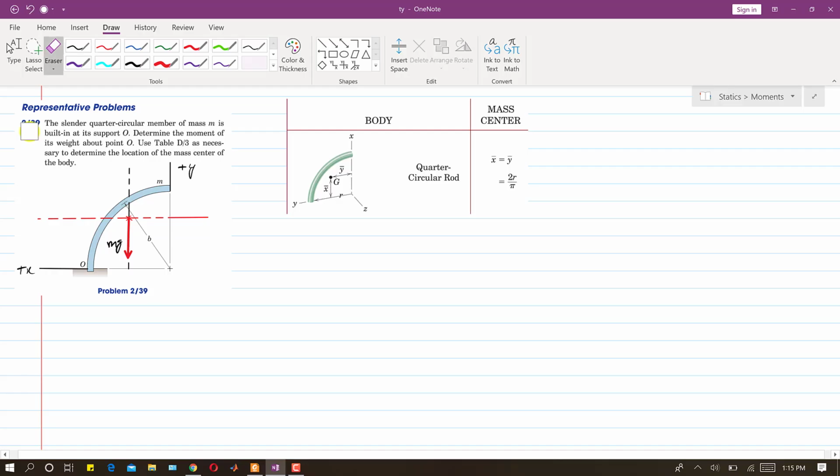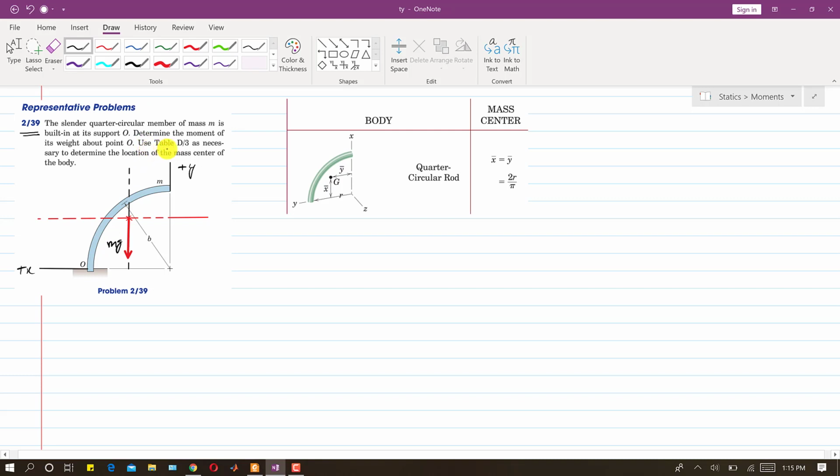Now we are going to solve problem 239, from the 7th edition. In this problem it is said that the slender quarter circular member of mass m is built in at its support O. So this is that quarter circular member. Determine the moment of its weight about point O. So we need to find the moment of the weight of this circular member about this point O, right?